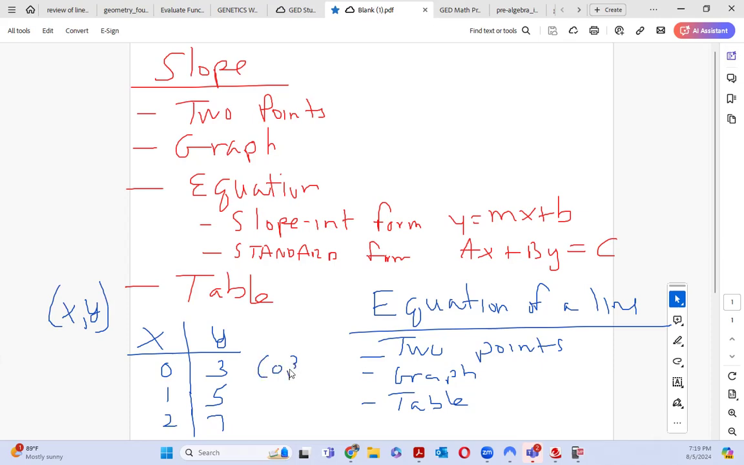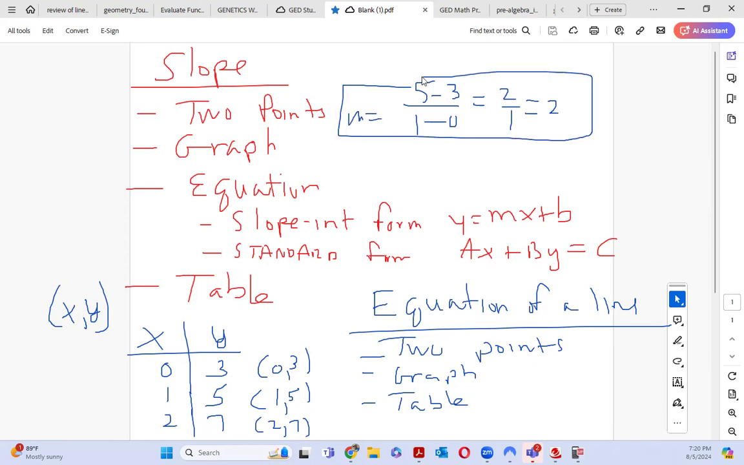So this is the same as 0, 3. This is the same as 1, 5. This is the same as 2, 7. Now, I just showed you how to find a slope from 2 points. Well, you just take that table and you grab the points. So 5 minus 3 over 1 minus 0, 2 over 1. My slope of that table is 2. So even though they seem like different problems, they're the same exact problems.